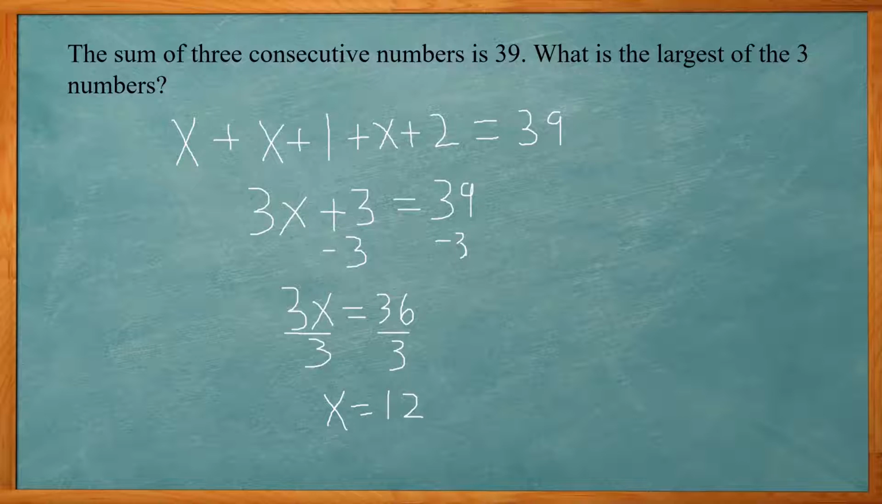So from there, if we have x, that's going to be 12. x plus 1 is going to be 12 plus 1, or 13. And x plus 2 is going to be 12 plus 2, or 14. So the largest of the 3 will be 14.